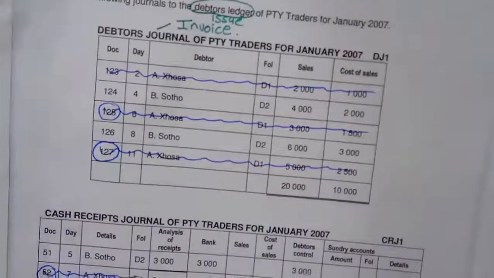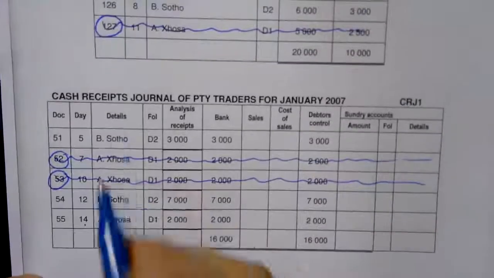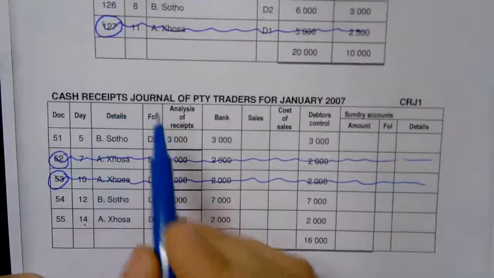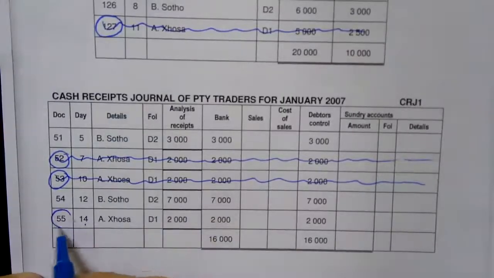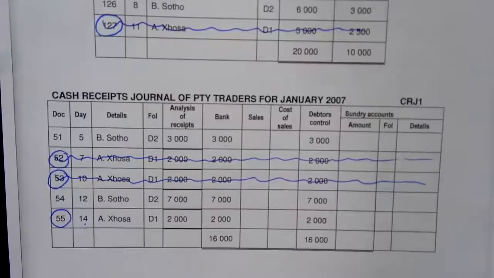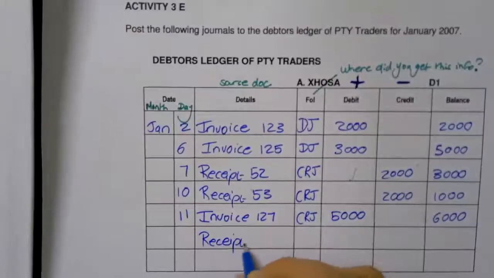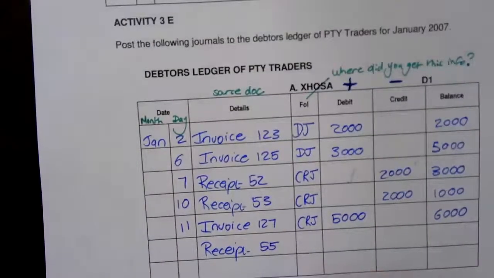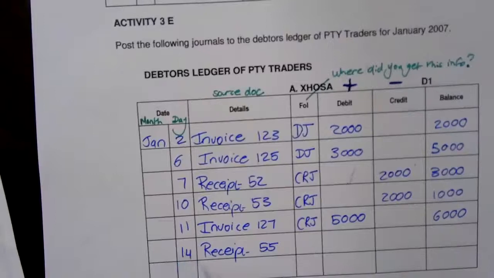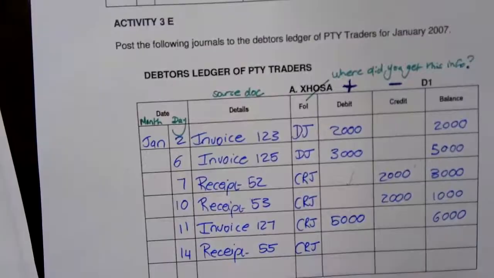We are done. Okay, now the last transaction for Xhosa was on the 14th, and it's in the cash receipts journal. So that means he has given us money. So we've issued a receipt to him as proof of the money that we've received. So you go to the ledger, you write receipt. What is the number of the receipt? Number 55. So you write receipt number 55. It's on the 14th. According to the CRJ, that's the folio.